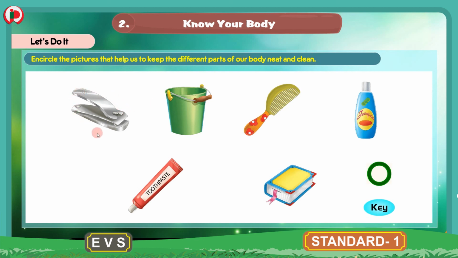This is a nail cutter. Yes, we use the nail cutter to trim our nails. So this helps us to keep ourselves clean. So we will circle this picture. Now this is a bucket. In a bucket we fill water and take a bath. So bucket also helps us to keep ourselves clean. We will circle this bucket.